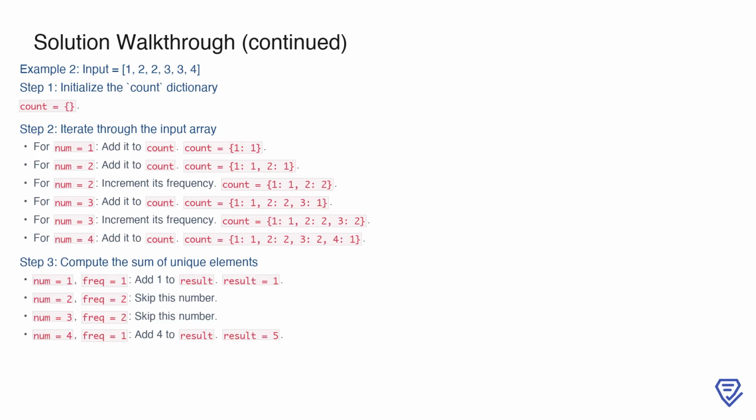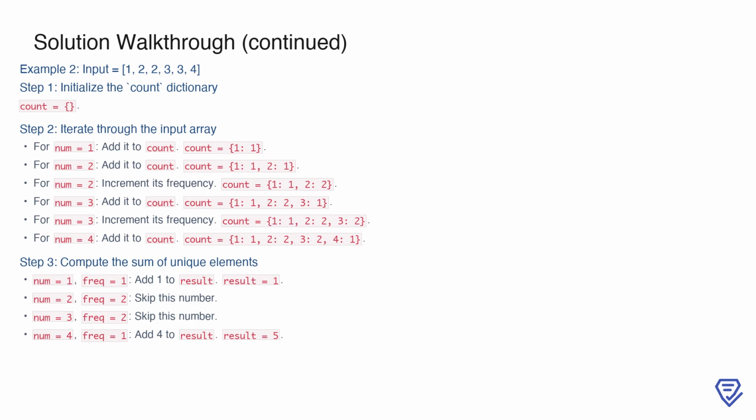For the second example, we follow the same process. We initialize an empty dictionary called count to keep track of number frequencies. Starting with the number 1, we add it to the dictionary with a frequency of 1, so count becomes {1: 1}. Next, we process the number 2 and add it with a frequency of 1, updating the dictionary to {1: 1, 2: 1}. When we encounter another 2, we increment its frequency, resulting in {1: 1, 2: 2}.